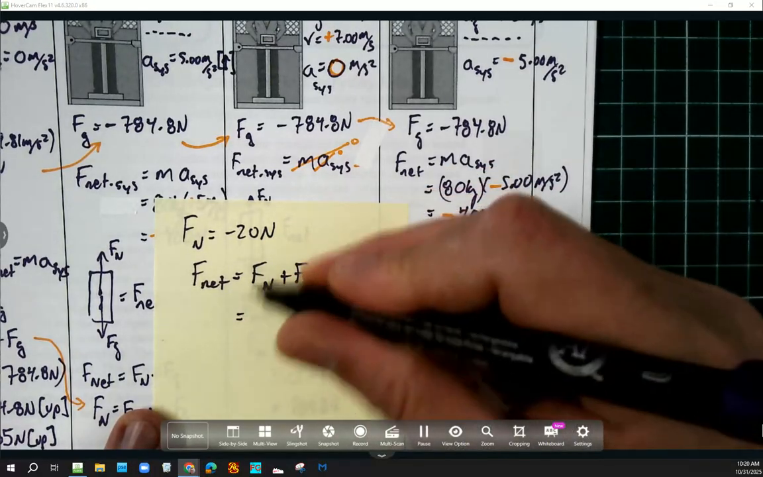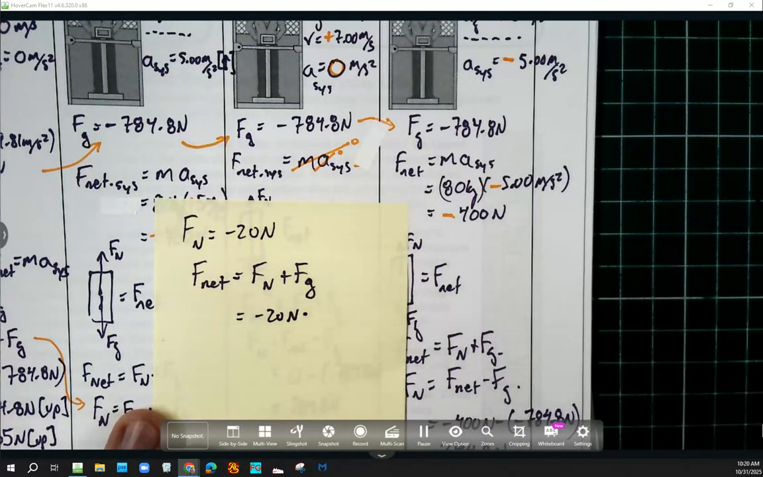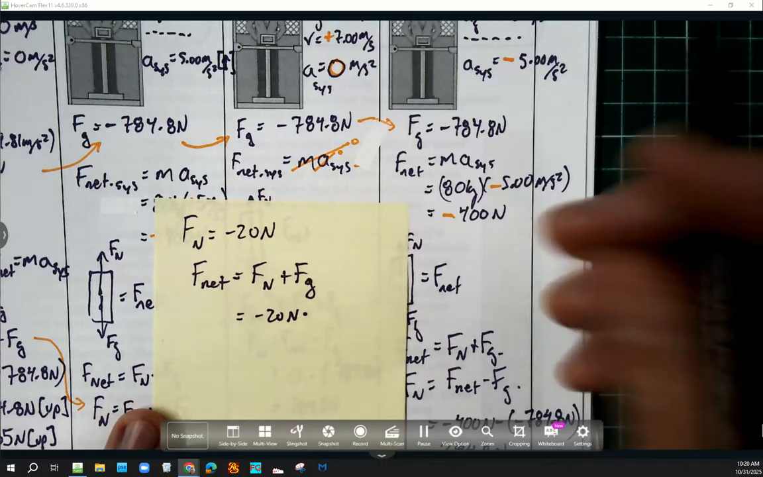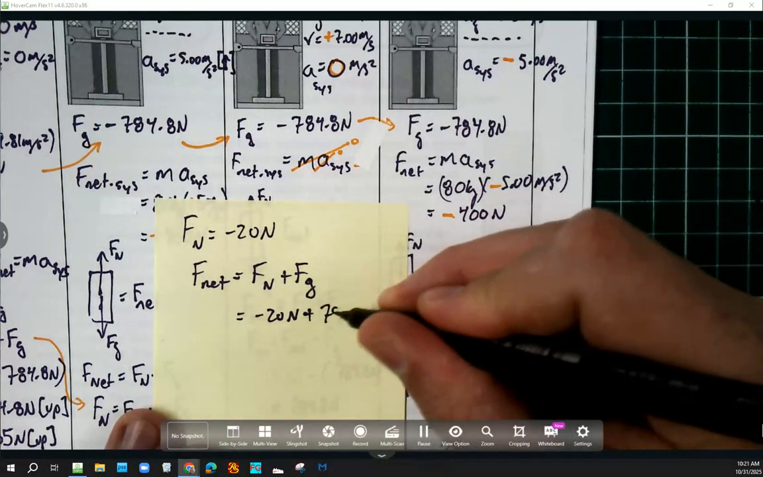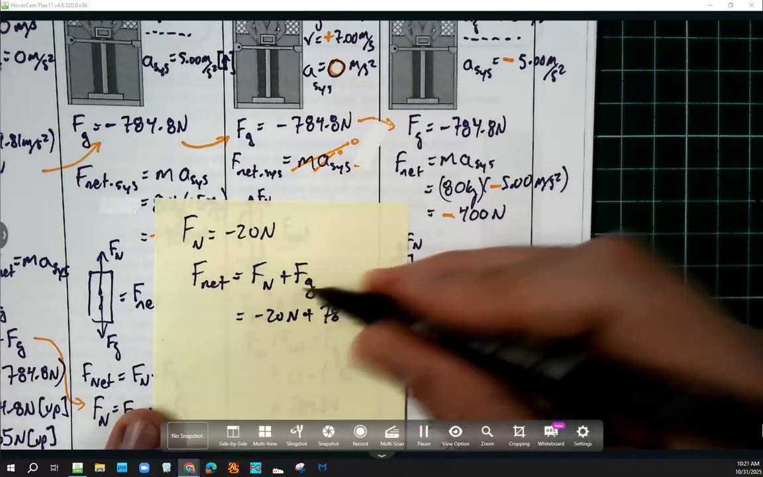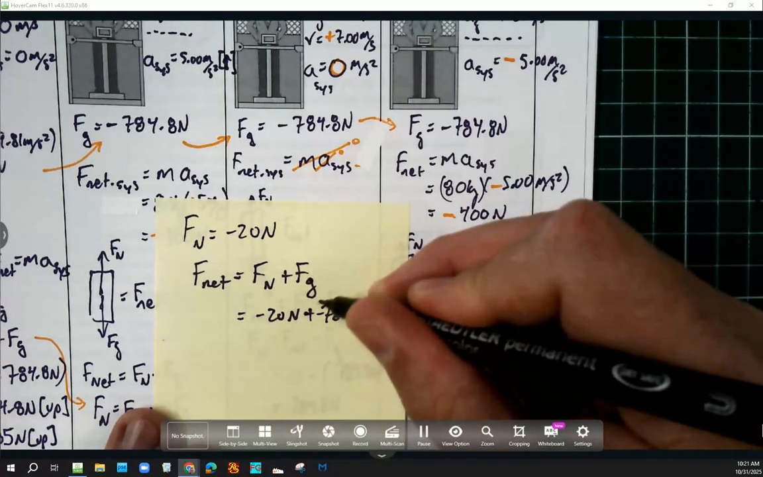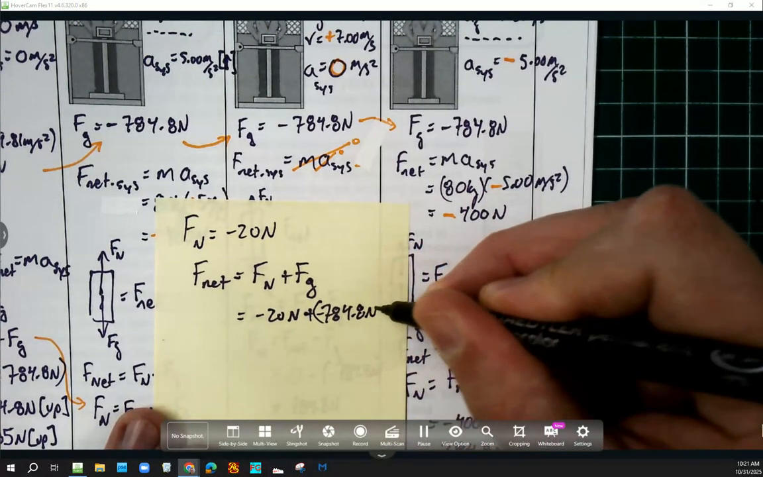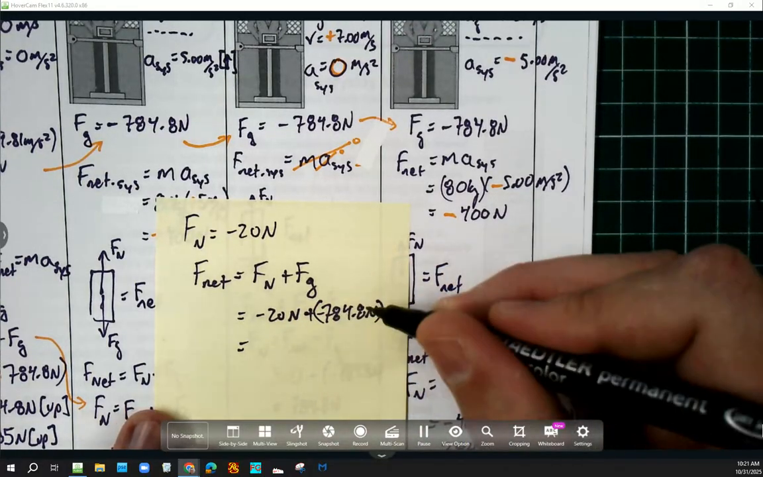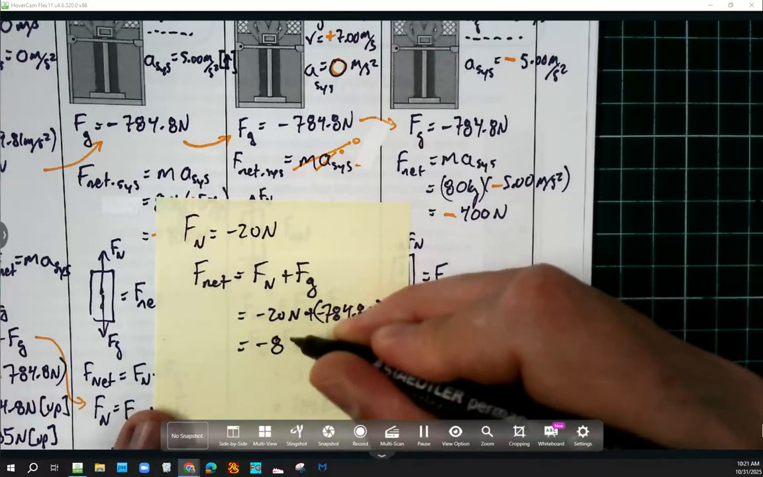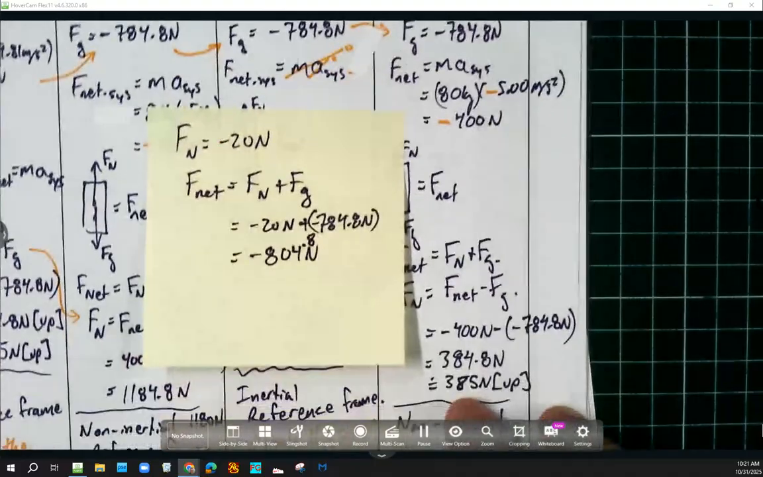So negative 20 newtons plus negative 784.8 newtons. Is that how that worked out? Minus negative? No, that's not right, is it? Plus negative. Oh, yeah, it's plus negative. That looks like negative 804, so negative 804.8 newtons. And I think to myself, what does that even mean?